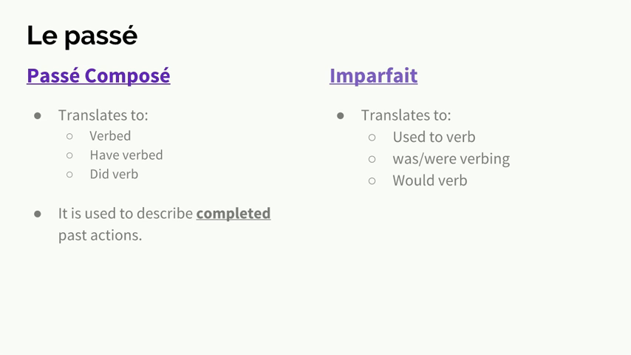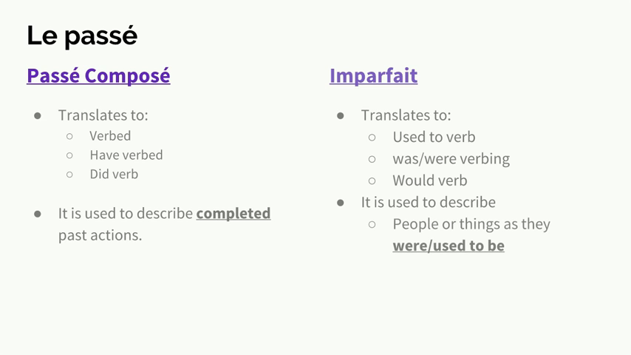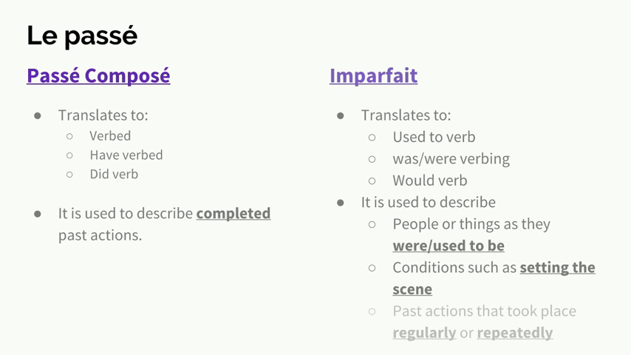C'est l'imparfait. It is used to describe people or things as they were or as they used to be, so description. Conditions such as setting the scene: when we're telling a story, a lot of times we'll start in the imparfait. Once upon a time there was a princess who lived in a castle in a faraway country. And past actions that took place regularly or repeatedly. So every summer I used to visit my grandparents. En français, on utilise l'imparfait.